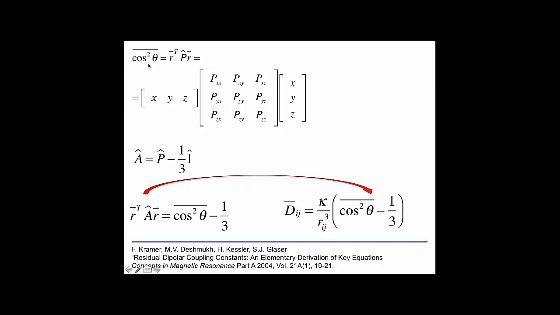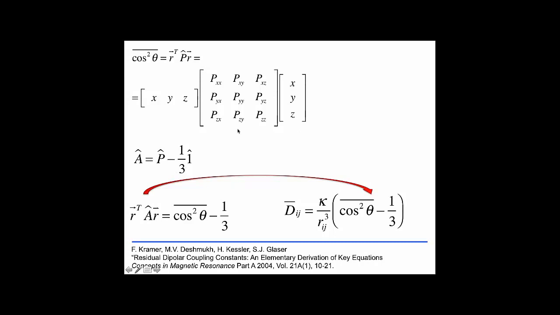So this cosine square, the time average of cosine square of theta, can be represented in a tensorial form in this way. Here is an expansion, where these are the coordinates of the internuclear vector, this is R transpose, and here are the coordinates with R. And then this is how you can calculate it. If you know the probability tensor and the coordinates, you can calculate this value.